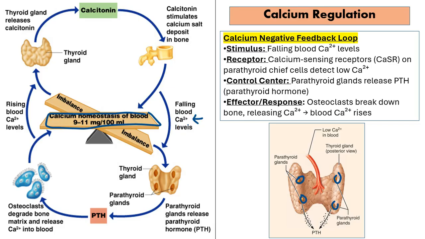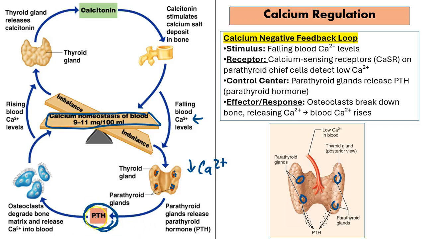The humoral stimuli. So you're going to have a decrease in blood calcium levels. The receptor is going to be these calcium sensing receptors that are on the parathyroid cells. So these parathyroid glands have these parathyroid cells on them that are going to detect when you have a decrease in calcium, okay? And so that receptor then is going to go through an afferent pathway to the control center. What's the control center? The parathyroid gland itself. And what is it going to do? It's going to release parathyroid hormone, okay?